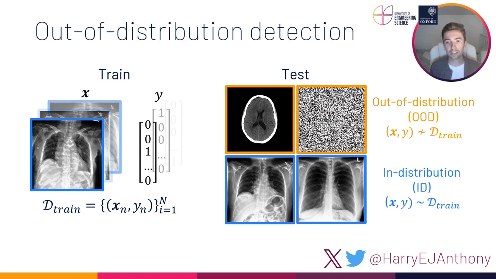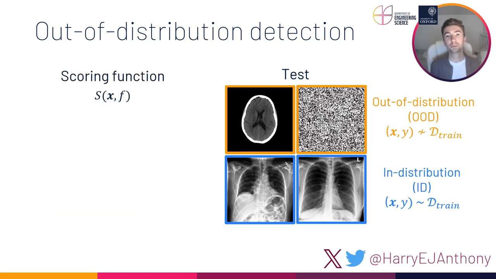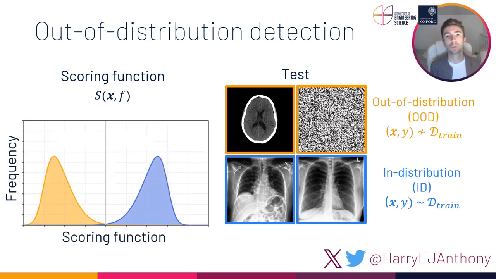Therefore, we want to develop methods for detecting when an input differs significantly from the training data, known as out-of-distribution detection. Out-of-distribution detection can be thought of as developing a scoring function S, which is dependent on the input image X and the neural network F. If we plotted a scoring function, we would want to see all the out-of-distribution images, given in orange, separate from the in-distribution images, given in blue. Such a scoring function could be used to place a threshold, given by the symbol tau, where we say everything below that threshold is out-of-distribution, and everything above that threshold is in distribution.